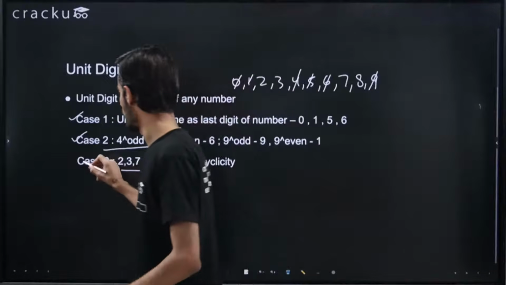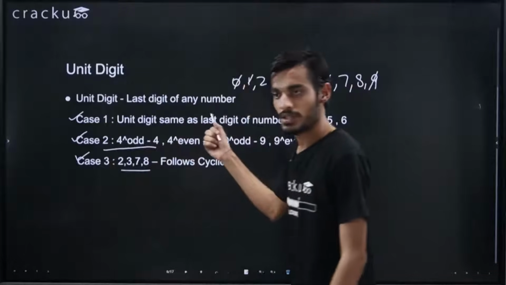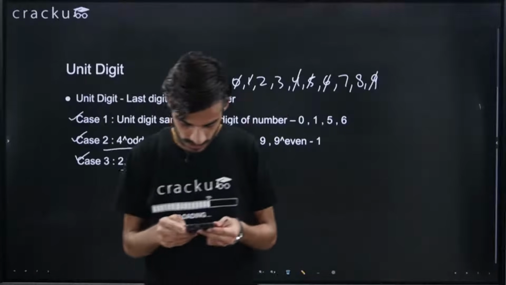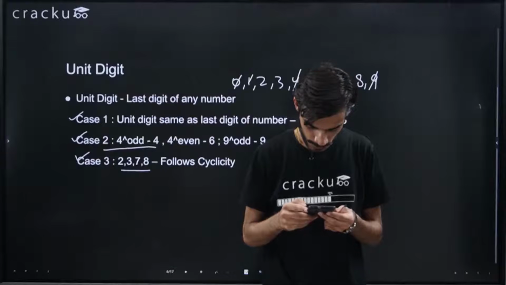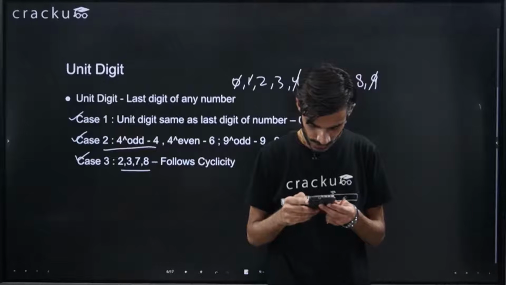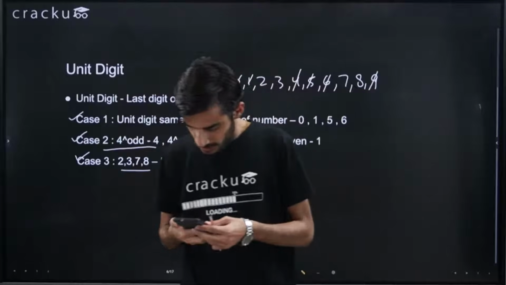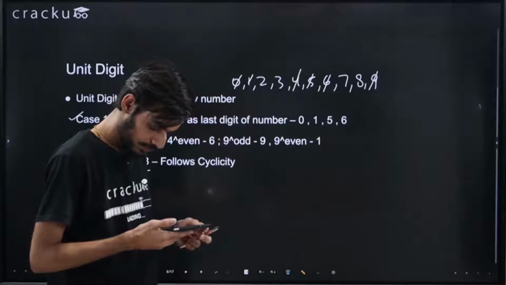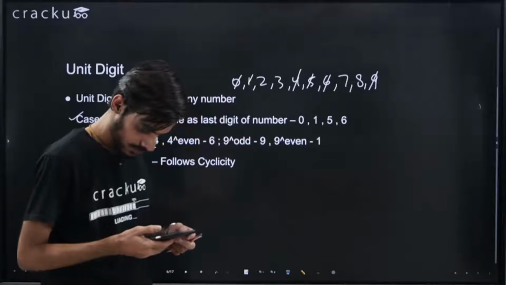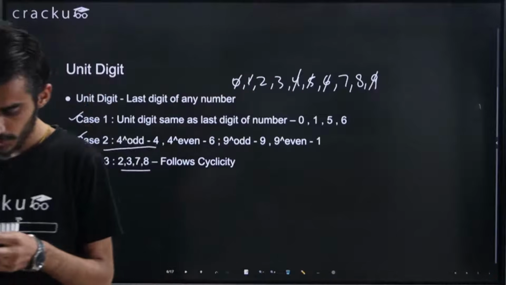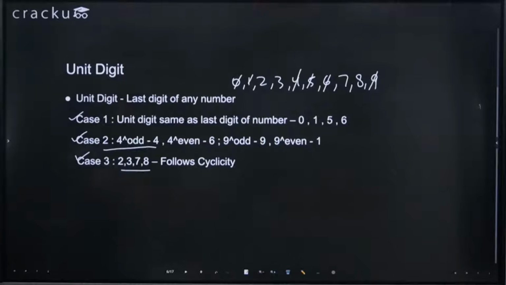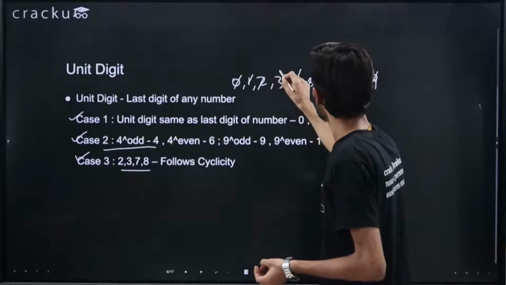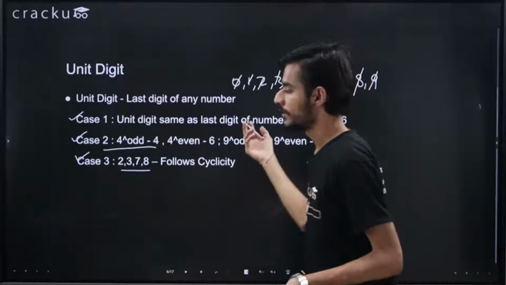You just need to know the initial 4 powers to calculate the unit digit. I hope this is clear. If you have any doubts, you can just ask. Okay, I don't think you have any doubts, so we can continue. All the numbers, 2, 3, 7 and 8, are done. So this was about the unit digit.